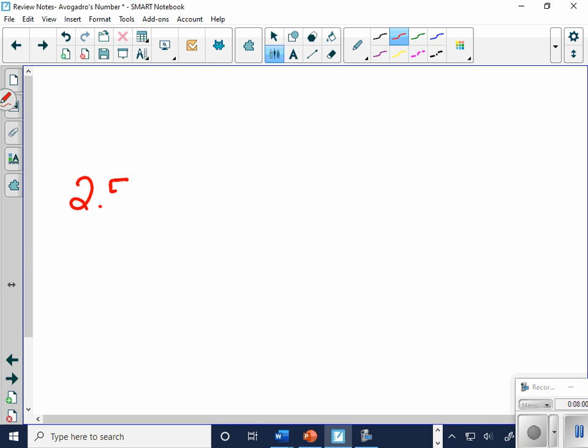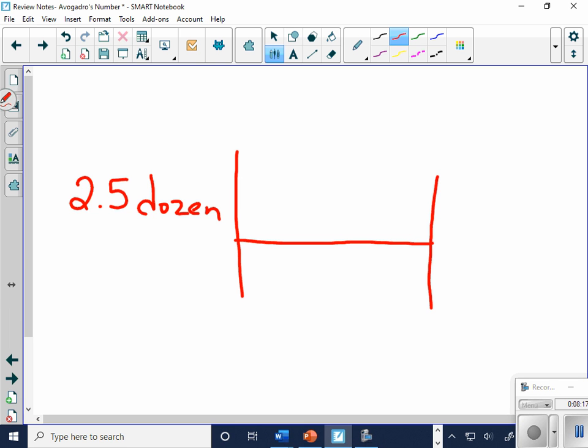Well, if I had 2.5 dozen, let's say I have 2.5 dozen donuts, all right? I want to convert that to see how many donuts I actually have. I set up a conversion box as so. Now, the key to my conversion box, whatever I put here on the bottom has to cancel with my dozen right there. What do I mean by that?